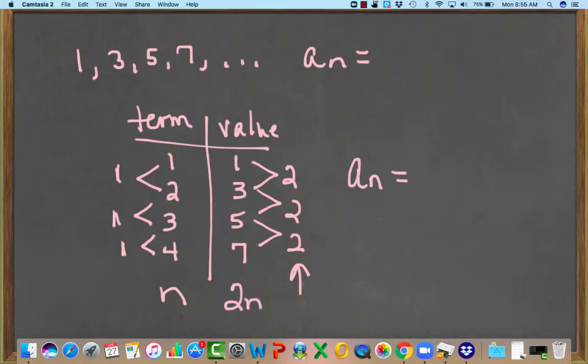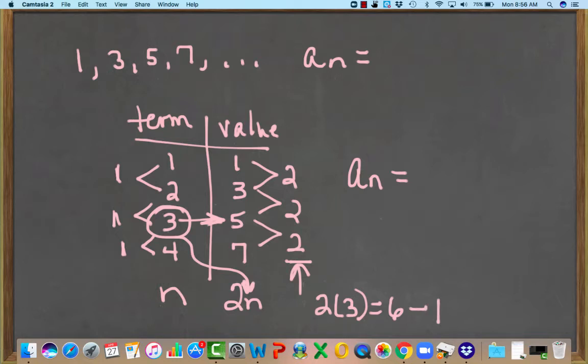And then I just have to adjust by, is there a number I need to add or subtract? Let's pick a term, let's say the third term, and substitute in 3 for n. 2 times 3 is 6, but the third term is supposed to give me 5. So that means I need to subtract 1. So I think my formula should be 2n minus 1. Let's put down a sub n is 2n minus 1, and then we'll check that with one of our other terms.